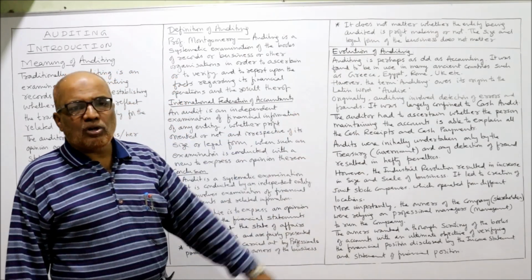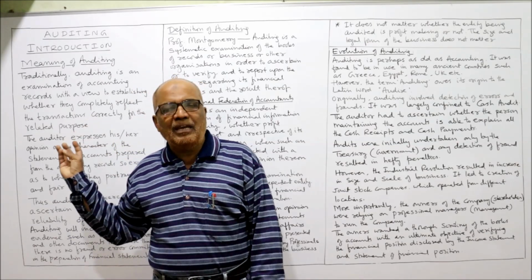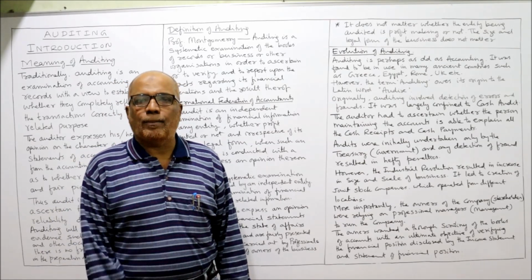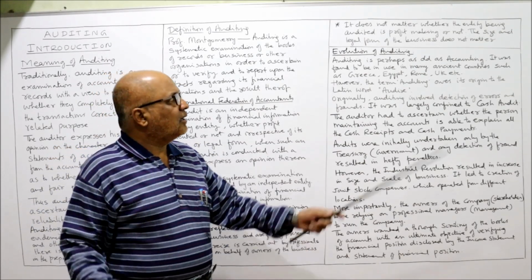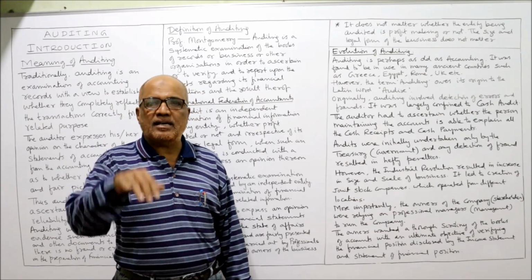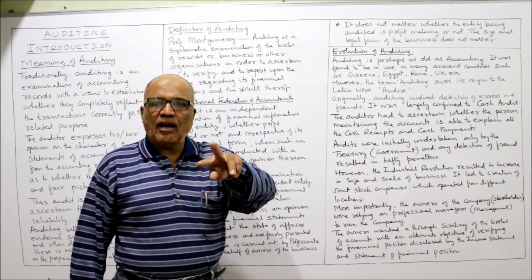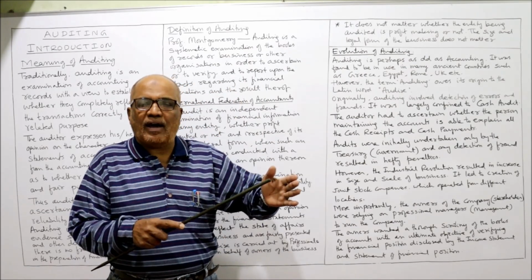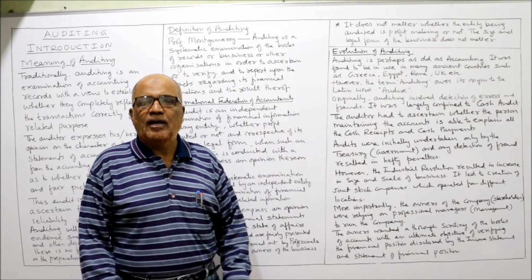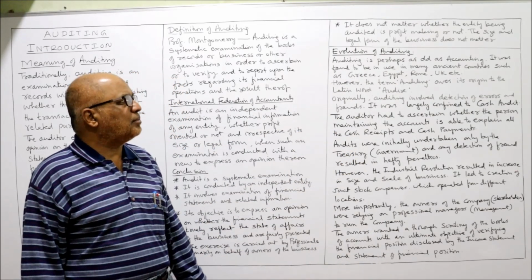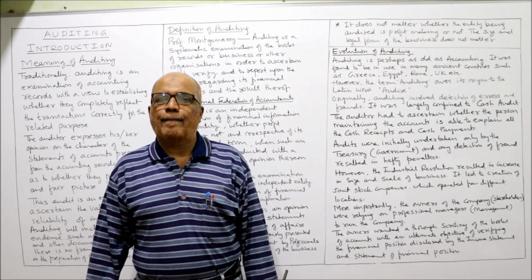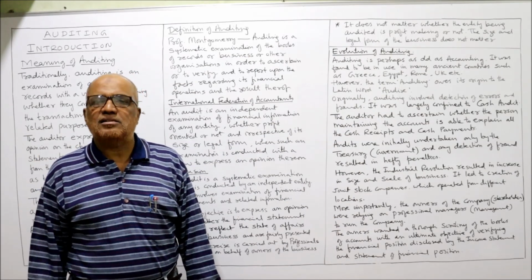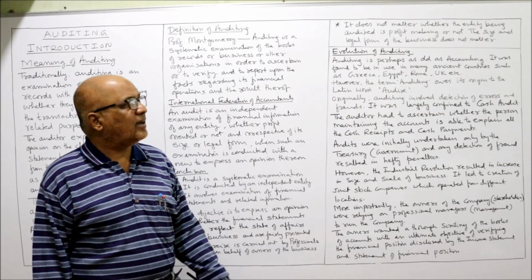Then, evolution of auditing. So far I have explained the meaning and definition of the term auditing. Now, evolution. Actually, auditing is perhaps as old as accounting. Accounting and auditing started simultaneously. The history of auditing is related to the history of accounting. In ancient times, it was in use in many countries such as Greece, Egypt, UK, etc. In many ancient countries, auditing was conducted very long back.